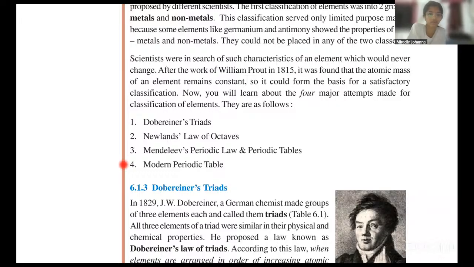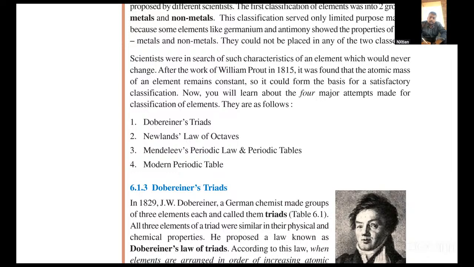Döbereiner's triads, Newlands' law of octaves, Mendeleev's periodic law and periodic tables, modern periodic table. Okay, so we're going to learn about all these things: Döbereiner's triads, Newlands' law of octaves, Mendeleev's periodic law and periodic tables, and the modern periodic table. So we're going to learn all this.